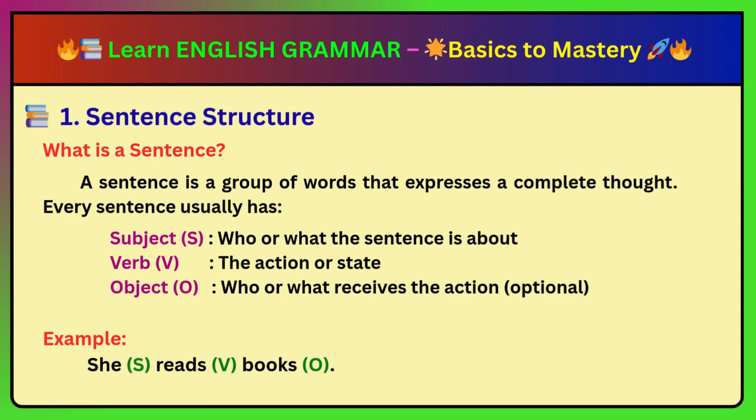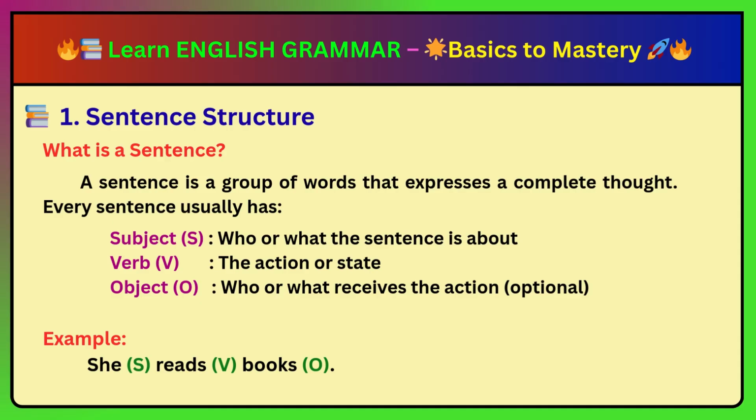1. Subject. The subject is who or what the sentence is about. It tells us the main person, animal, or thing in the sentence. 2. Verb. The verb is the action or state. It tells us what the subject does or what is happening. 3. Object. The object is who or what receives the action. Not every sentence has an object, but many do.